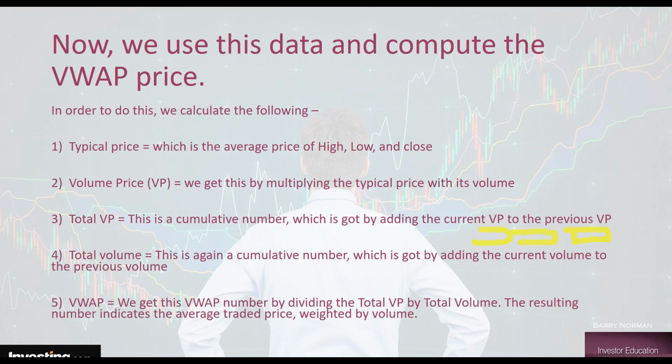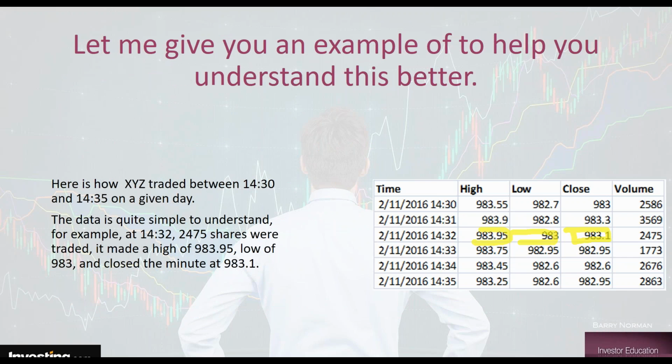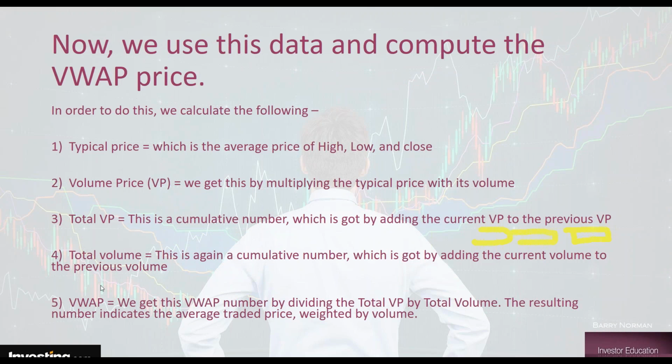So once we have our typical price, we have to look at the volume price. We get this price by multiplying the typical price by its volume. So we come back here and we take our typical price, which would be 983.95, 983.1 divided by 3, and then multiply it times 24.75, which was the volume.